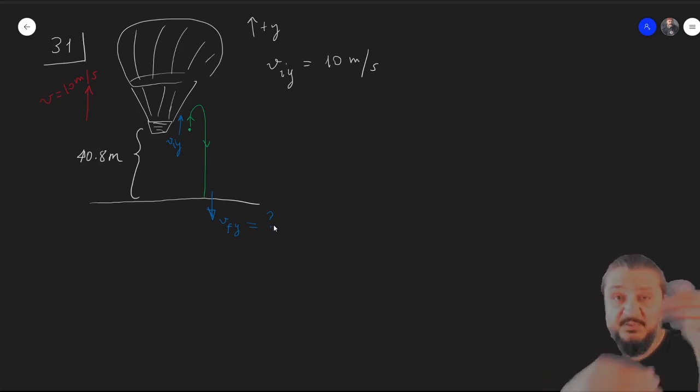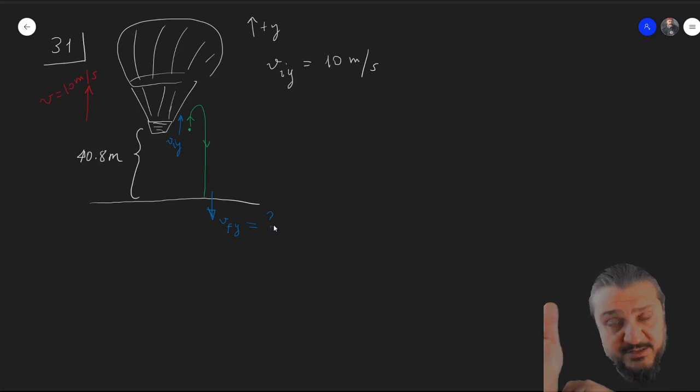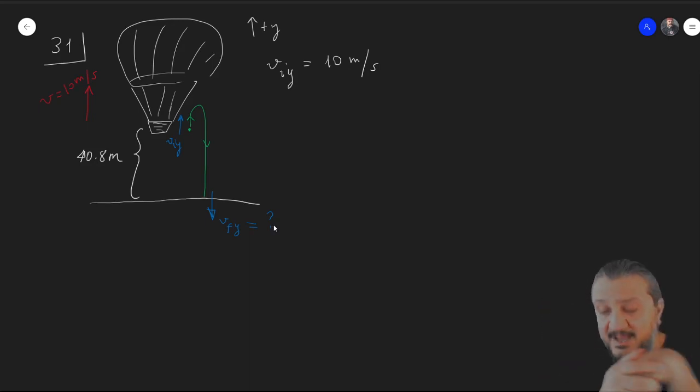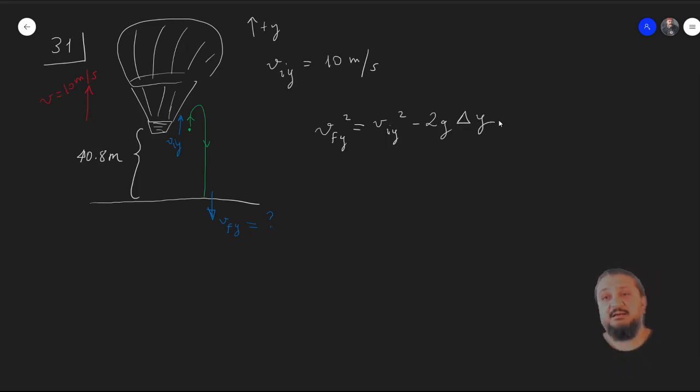So this is actually a very simple problem because there is only one equation among the four that does not have time. That's the fourth and the last equation, right? That equation did not have any time in it, and that's the one we have to use. There's no other alternative. Let's remember that equation. v final y squared is equal to v initial y squared minus 2g delta y. Okay, so that's the equation we're going to use. We just have to be careful.